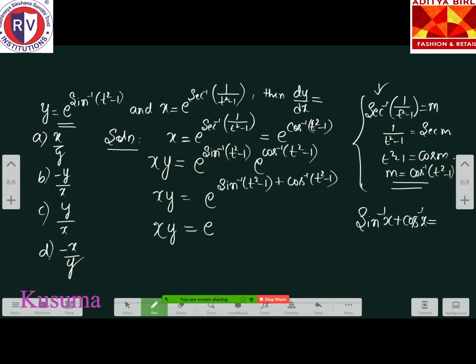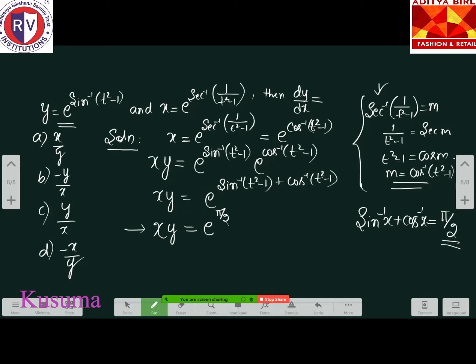Pi by 2. Yes. The value of sin inverse t square minus 1 plus cos inverse t square minus 1 is pi by 2. Okay. Now we have a simple equation: xy is equal to e to the power of pi by 2. Now let us differentiate this.